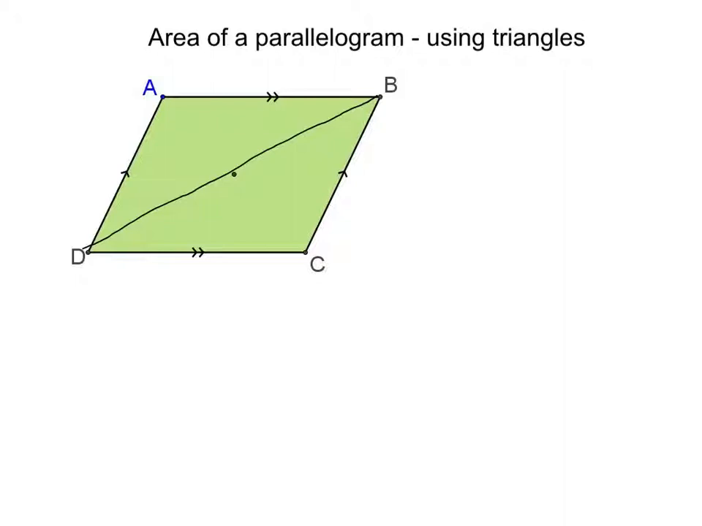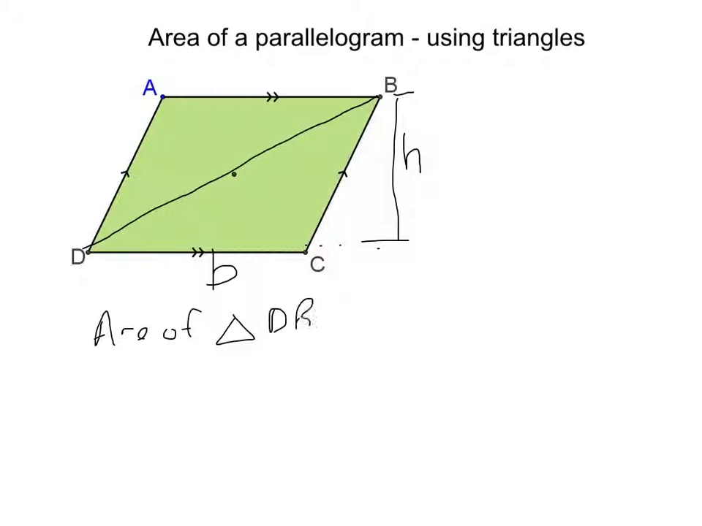Okay, so in this triangle DBC, I'm going to call this side the base B. And remember, the height would be the perpendicular height. So that's the height that makes it perpendicular to the base. So this length here would be the height. Okay, so area of triangle DBC is a half times the base times the perpendicular height.